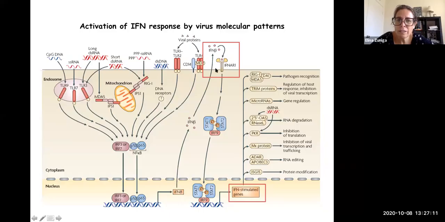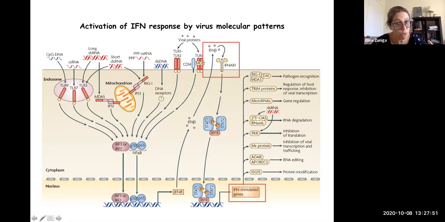Now, interestingly, this transcription is not just in the cells that have seen the pathogen. This interferon may go to neighboring cells that never saw the pathogen, but all the cells in our body express interferon receptors. So the interferon may be alerting a cell that is still not infected with the pathogen, which is fantastic because it is giving that cell the heads up, right? Any cell where interferon binds to interferon receptors will produce these interferon-stimulated genes, which are hundreds of genes, okay?